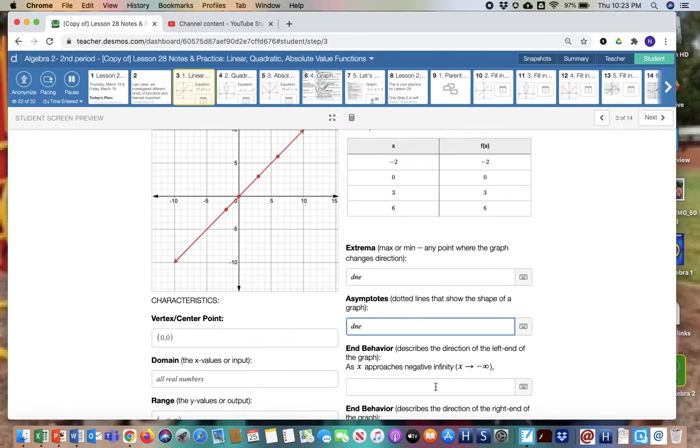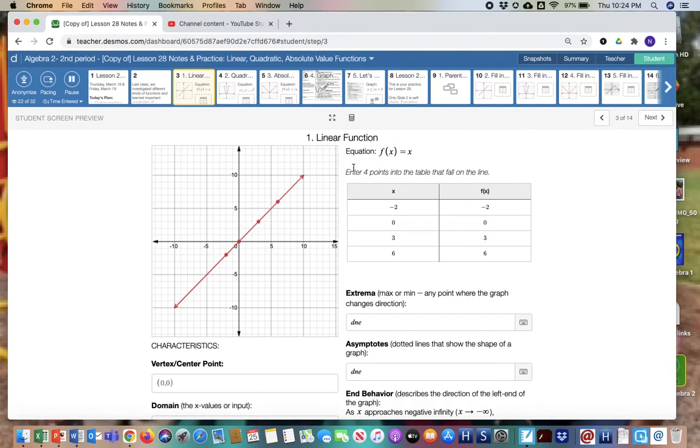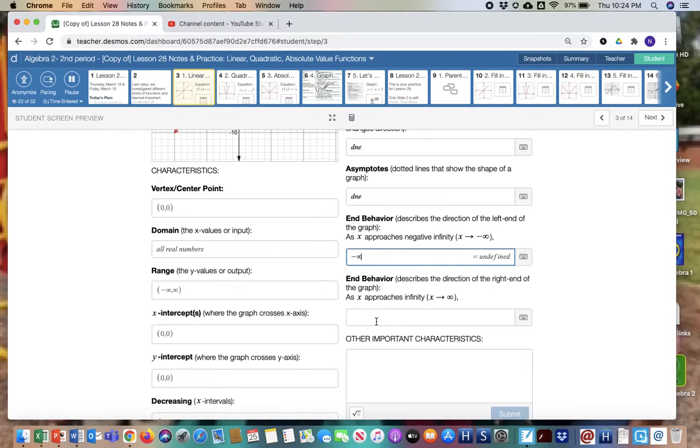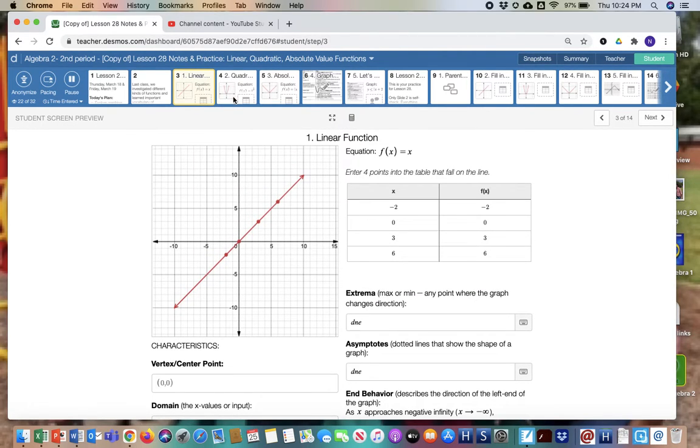We go down, so y would have to approach negative infinity. And then as we go to positive infinity, so if we go to the right on the graph forever, well, it keeps going up. So y would approach positive infinity. Okay? So those are the main characteristics for the parent function of the linear graph.